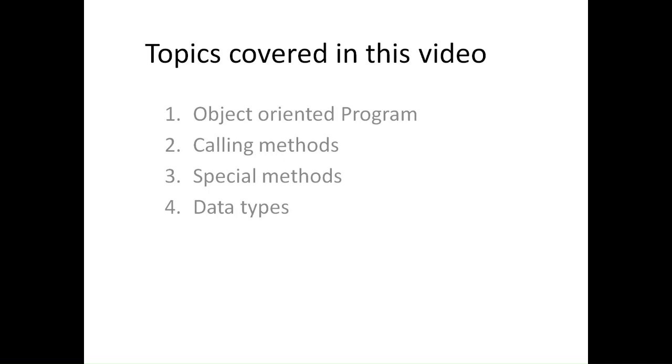So previously we have learned what Ruby is, what the features and advantages of Ruby are, how to install Ruby in Windows, and how to write a hello world program. Now in this video we are going to cover object oriented programming. How is it justified that Ruby is an object oriented language? Second, we will learn how to call methods on objects, and special methods we will discuss. Different data types also we will discuss in this video.